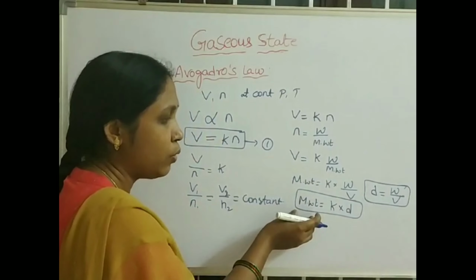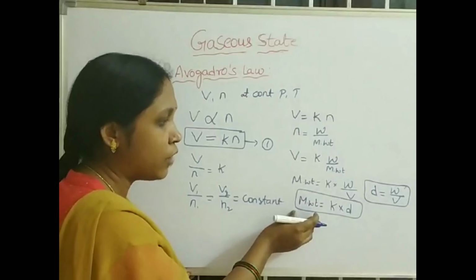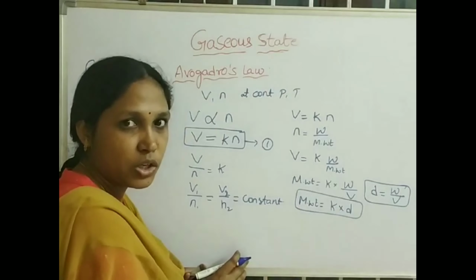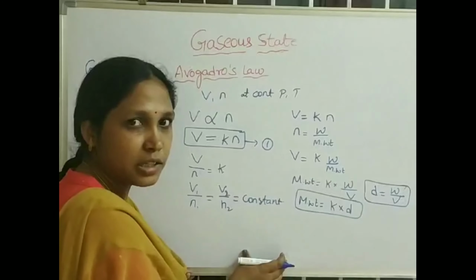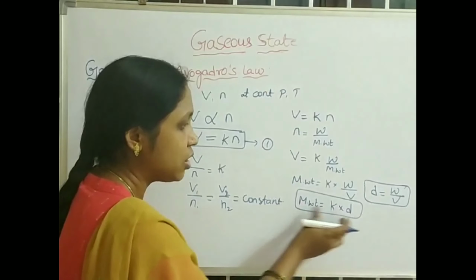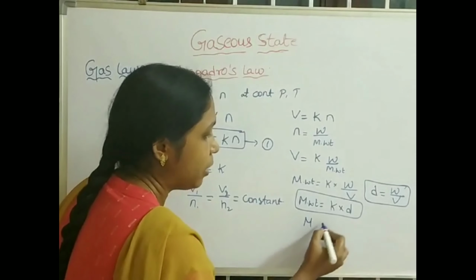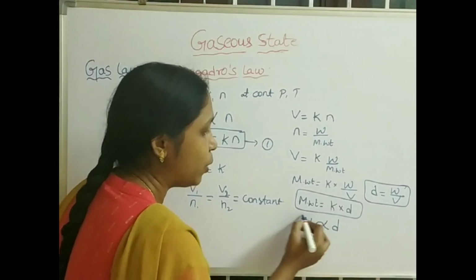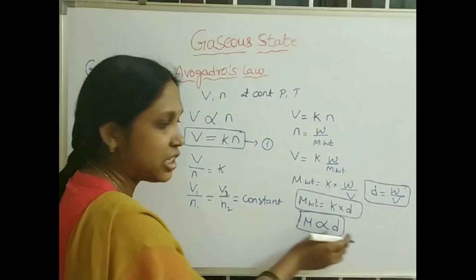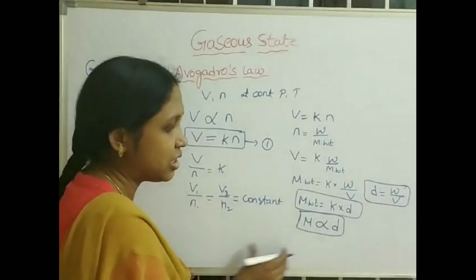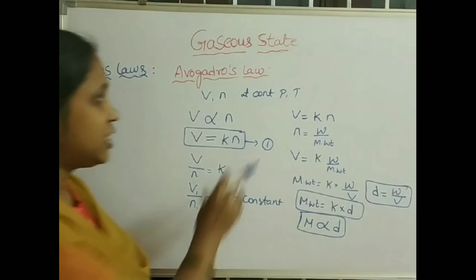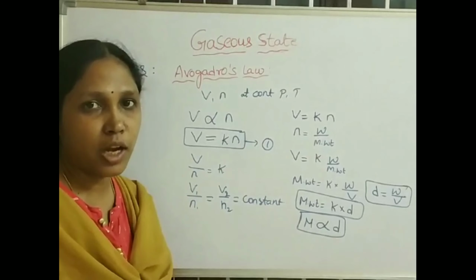That means if you want to calculate the molecular weight of an unknown gas, it is possible by using this equation. If you know the density of the gas, you can readily calculate the molecular weight of the unknown gas. According to this, we conclude molecular weight is directly related to density of the gas. If the molecular weight increases, density of the gas increases. If molecular weight decreases, density of the gas decreases. This is according to Avogadro's law.